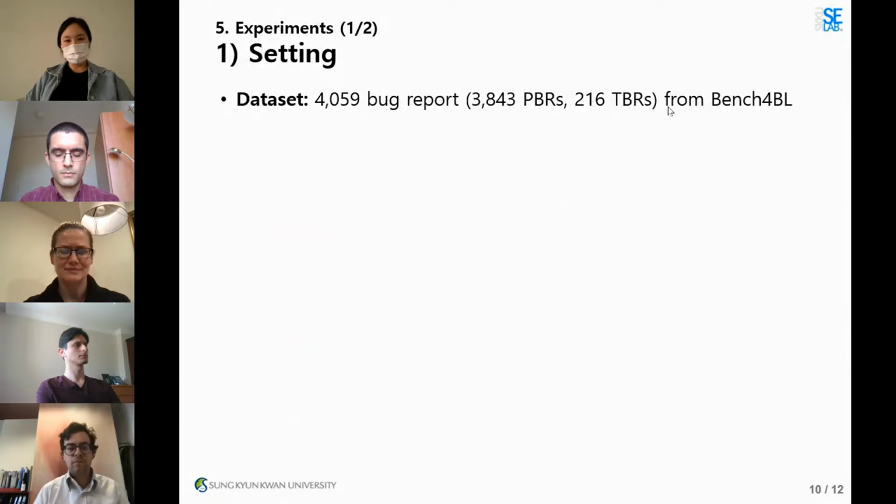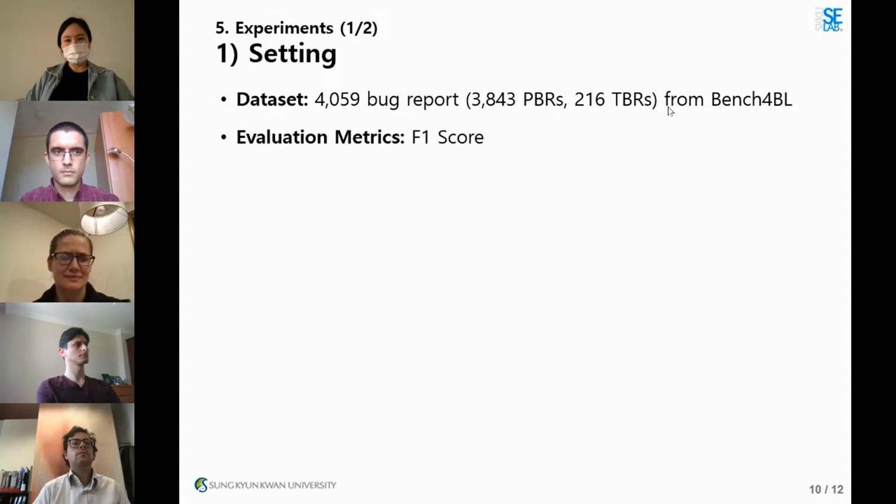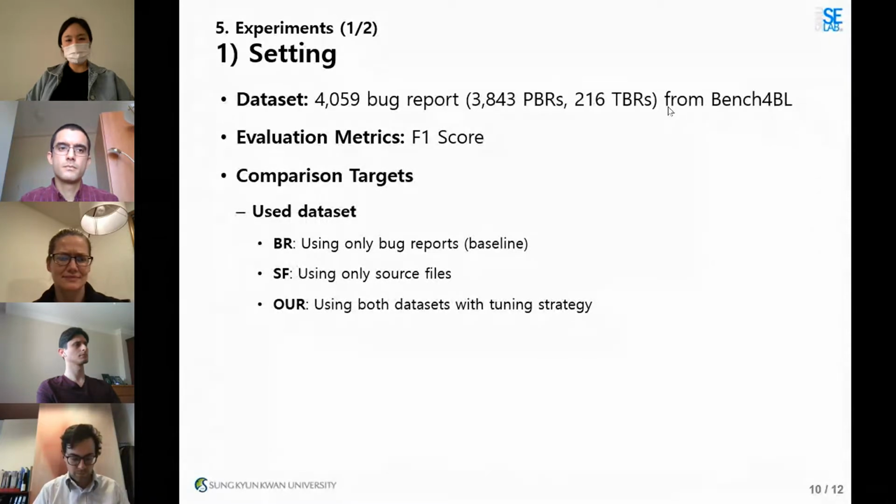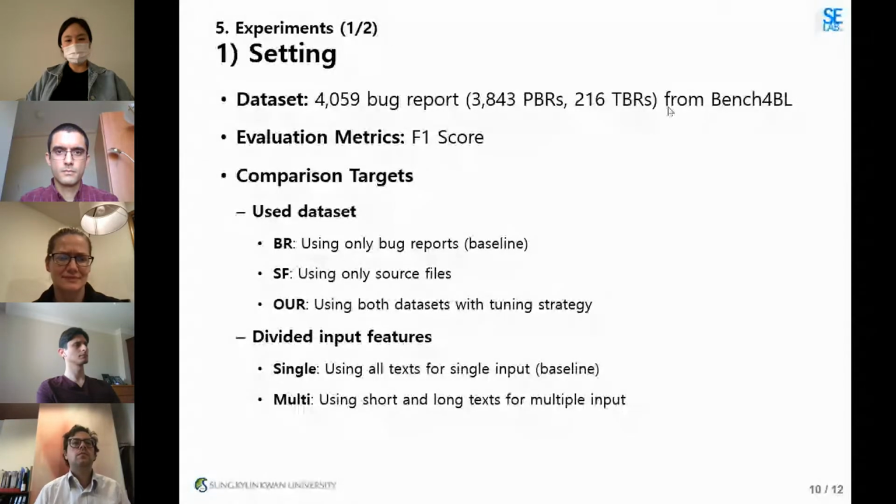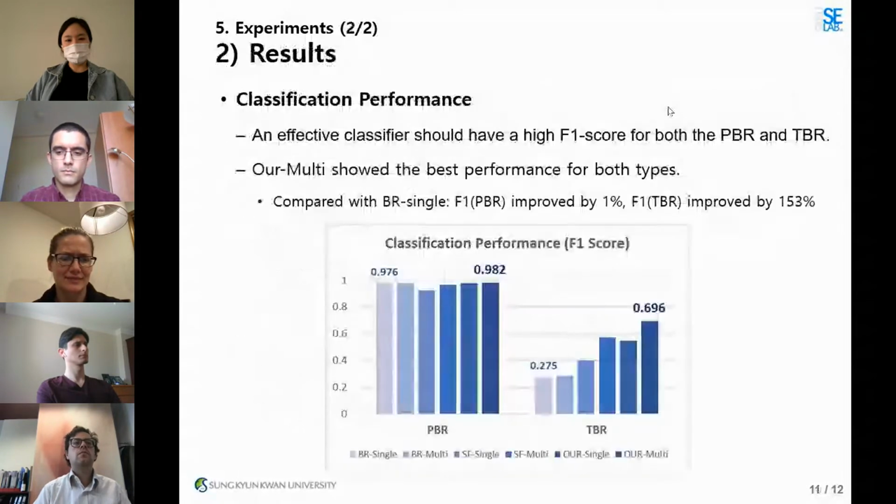We manually classified the bug reports and then selected 4,059 bug reports for our experiment. For the classification evaluation, we used the F1 score for each type. We compared our method with bug report training and source file-based training. And each method has two variations depending on the input feature and the number of the input layers. We confirmed that our final proposed method is superior to all comparison targets.